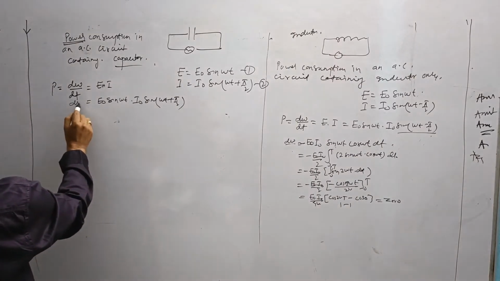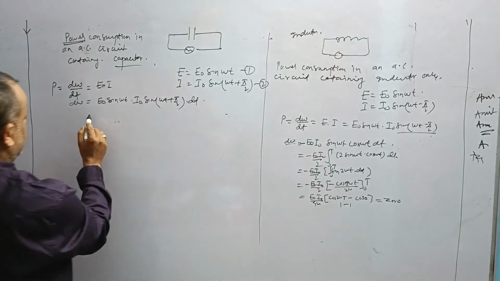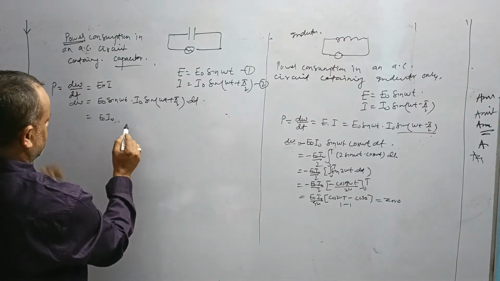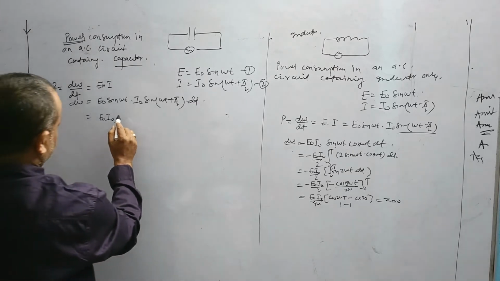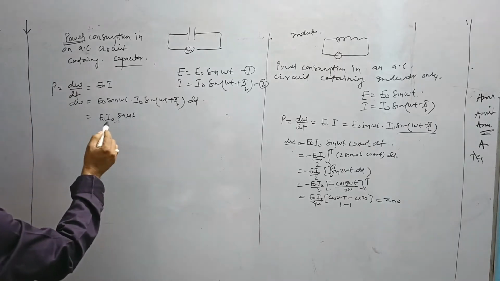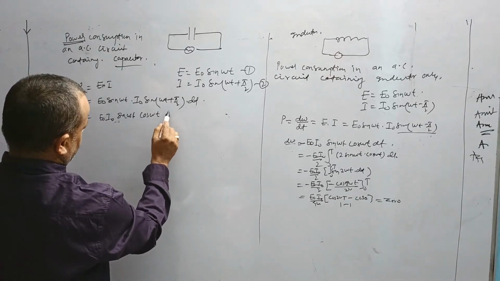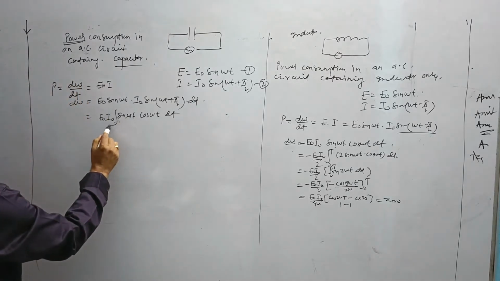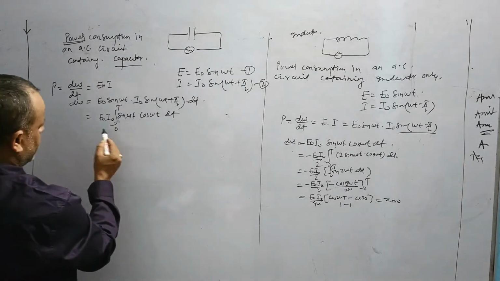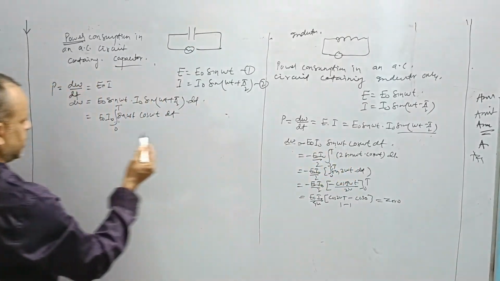This is delta W. What we can do? We can transfer this delta to this side and we'll integrate this out. It is coming out to be E naught I naught, then we have sin omega t, then this sin omega t plus pi by 2 can be written as cos omega t delta t, and we'll integrate this out from 0 to t, and it is quite similar to this integration which we have done earlier.